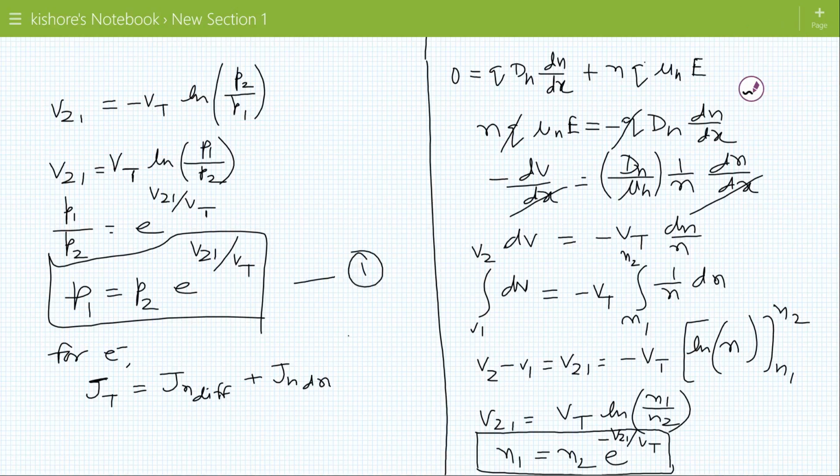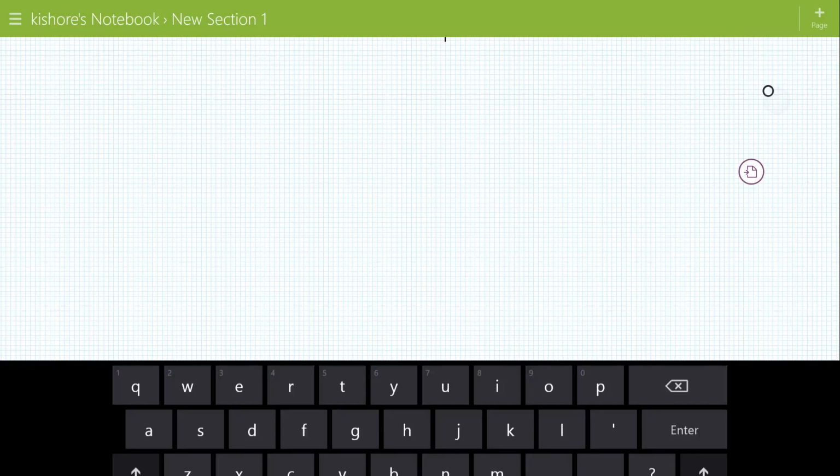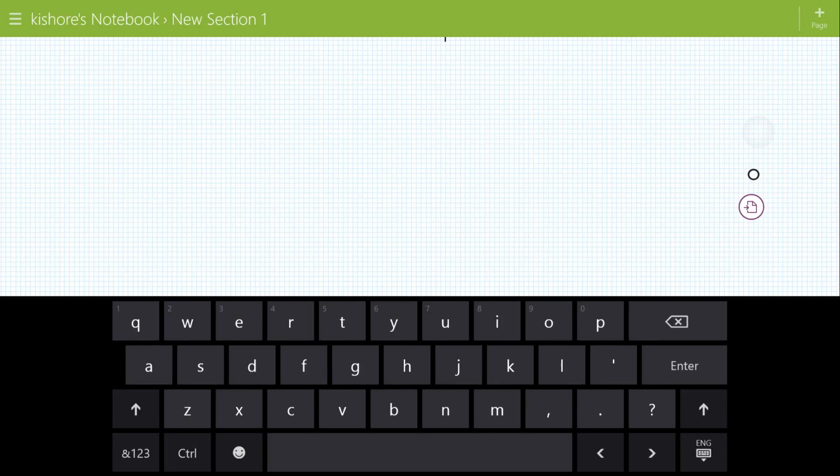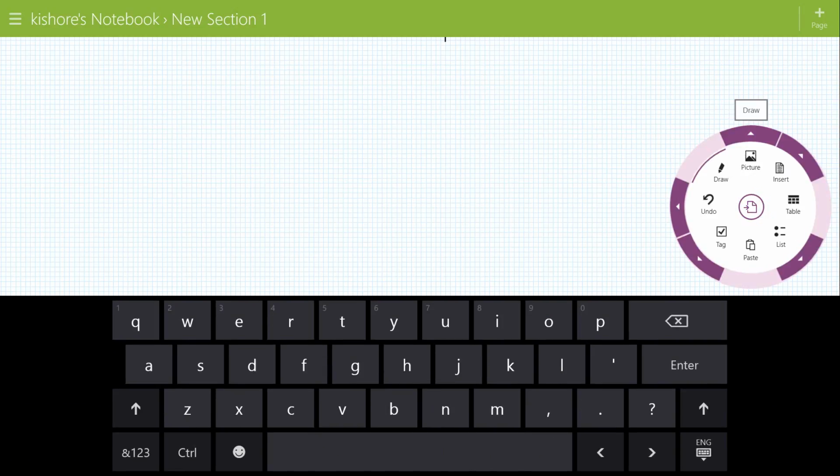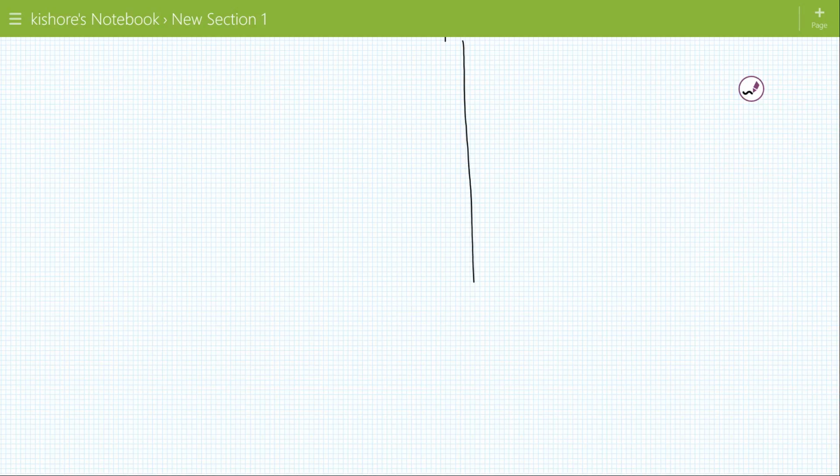Now if we take the product of the two equations 1 and 2, this will give P1 N1 equals P2 N2, that is mass action law, equal to Ni square.